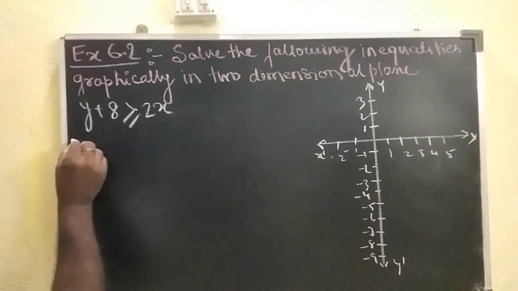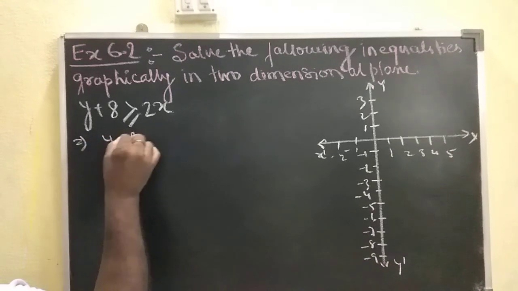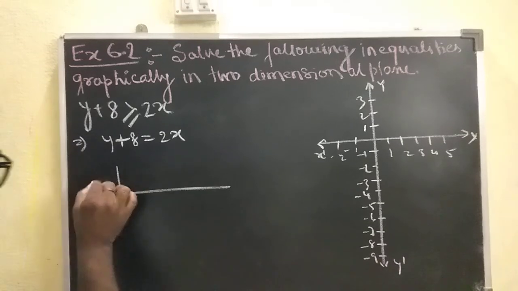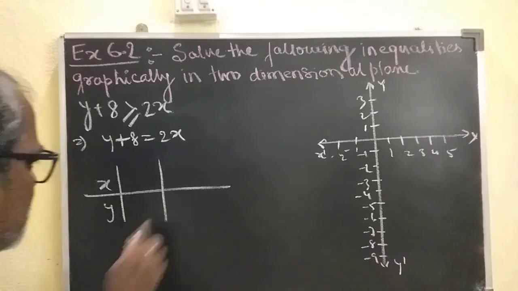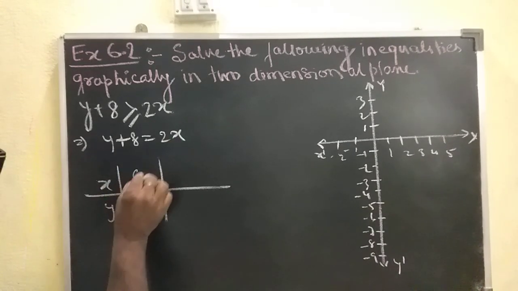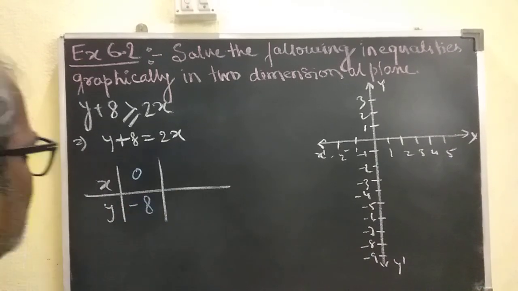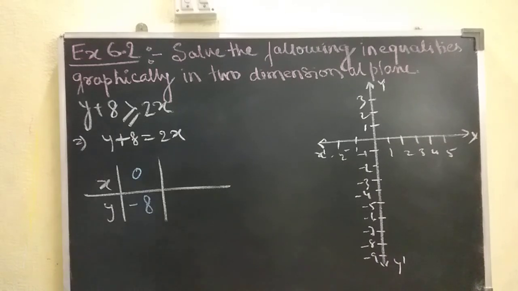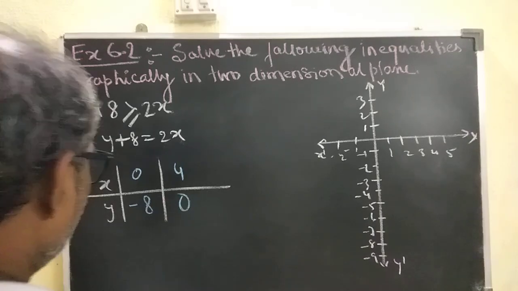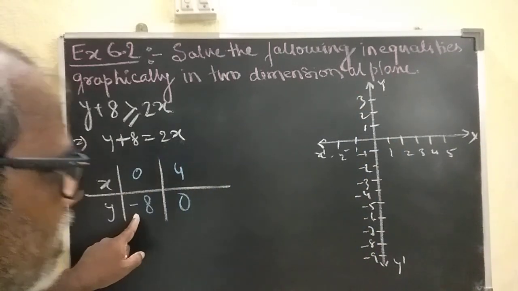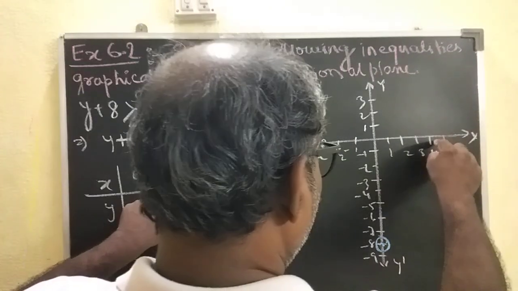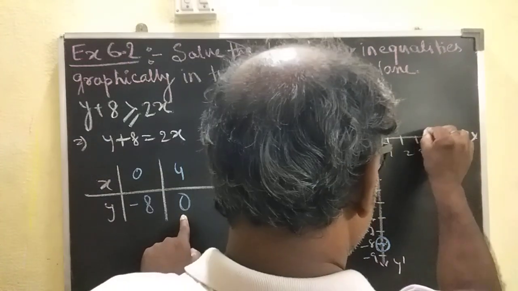So as usual, we will take here y plus 8 is equal to 2x. Here is x, y. So let us put x equals to 0, then y equals to minus 8. Then x equals to 4, y equals to 0. So x equals to 0 means y equals to minus 8, so we draw here this position, and x equals to 4, y equals to 0, so we do this.